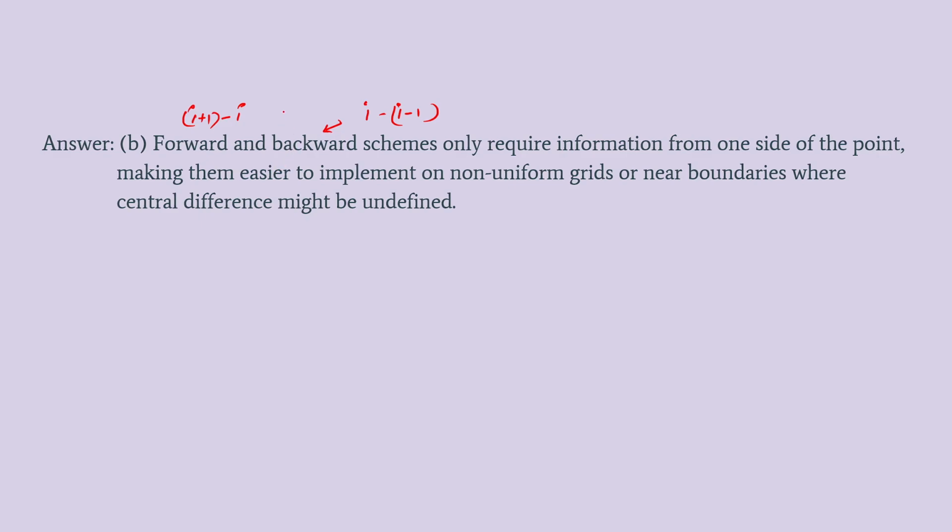So such schemes will be easier to implement for non-uniform meshes. Whereas in central difference equation, there won't be any I. The difference will be in between I plus 1 and I minus 1. So the property of the current cell where we are evaluating won't be reflected in our solution.